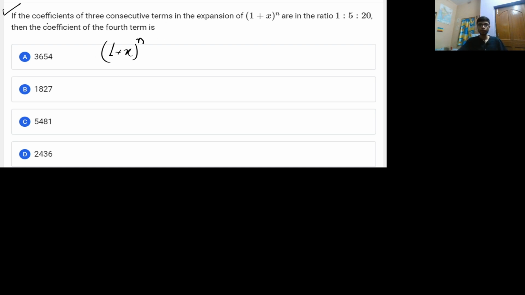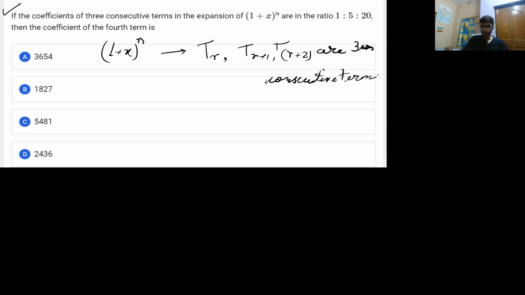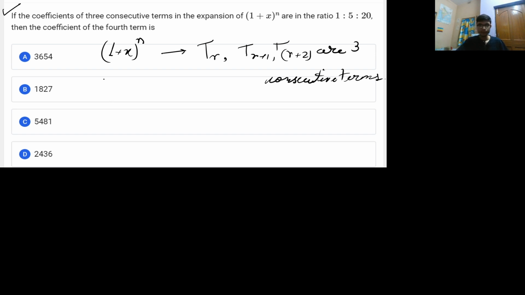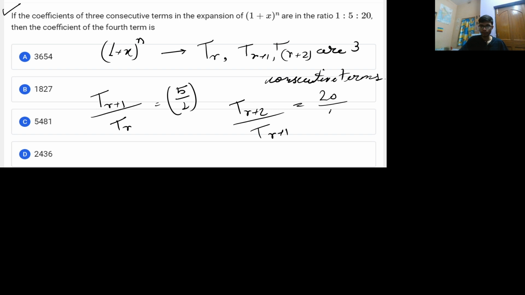From this binomial expansion, let me consider the three consecutive terms as the rth term, the r plus 1th term, and the r plus 2th term. Let us assume that. So first it is said in the problem that the ratio of the r plus 1th term to the rth term is 5 is to 1. And similarly, the r plus 2th term to the r plus 1th term are in the ratio 20 by 5, that is 4 by 1. So the simple ratio is 4 is to 1.